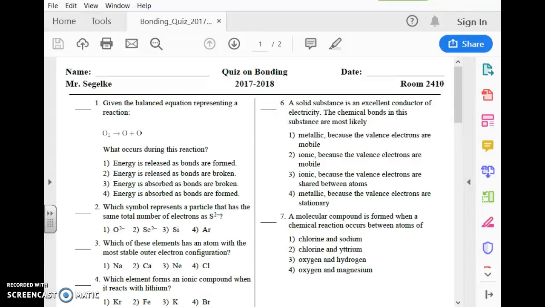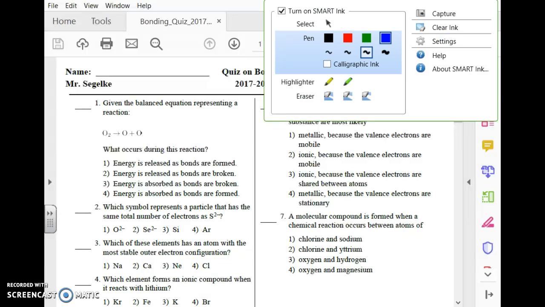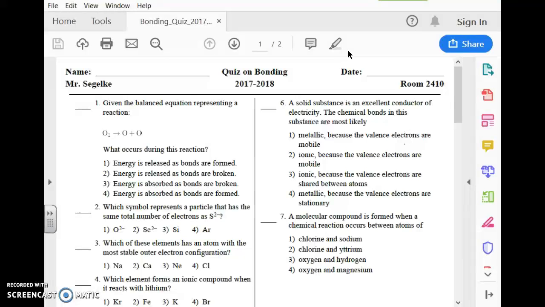It says, given the balanced equation representing a reaction, what occurs during this reaction? Well, notice first that we have a breaking of a bond. How do I know? Well, obviously, if you have a compound, those two oxygens are bonded together. When we break the bond, we have an O and an O. Now, recall, BARF is a great mnemonic device to help you recall that when you break a bond, energy is absorbed. So the answer is choice 3.